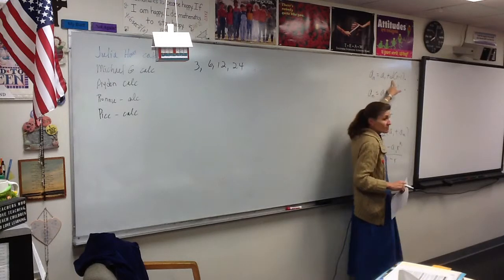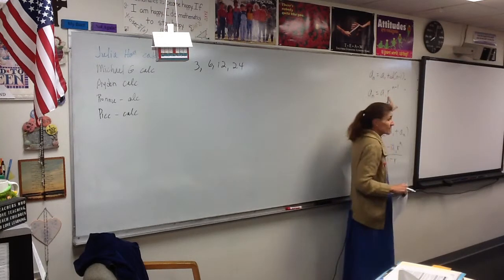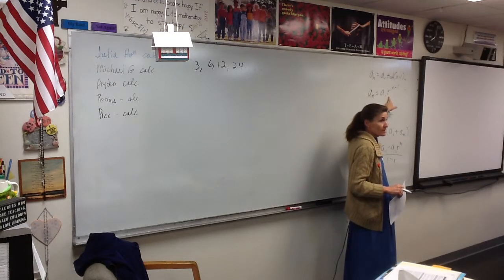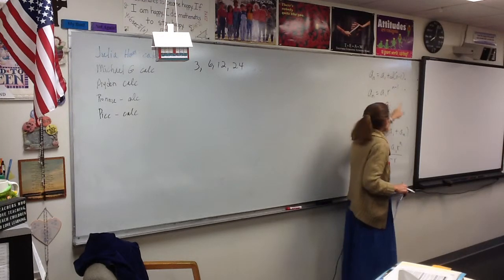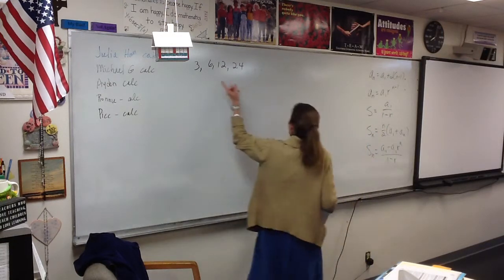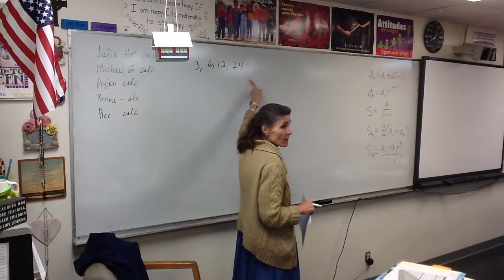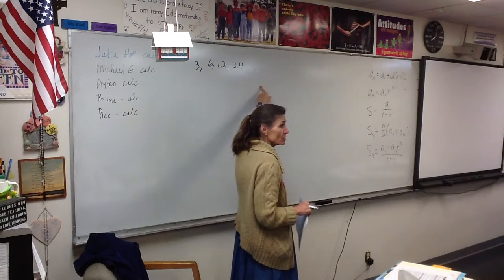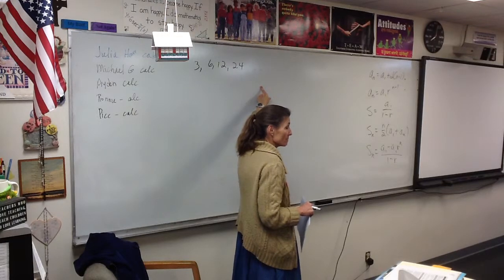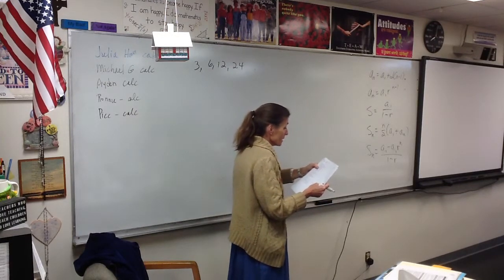Remember, the D stands for common difference, so that's arithmetic. The R stands for common ratio, so that's geometric. The S's are the formulas if you wanted to add all these up. You remember talking about that the other day? If you want to add all these up, you're going to use the sum formulas. Okay? Now, let's look at problem number 1.